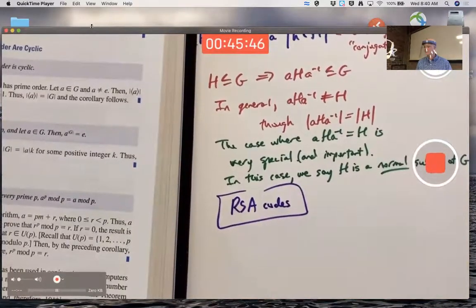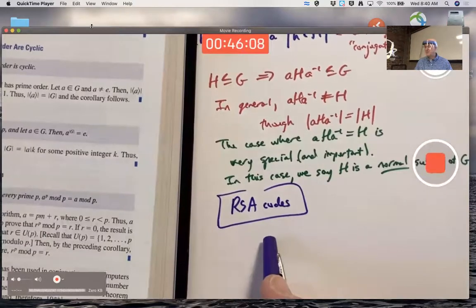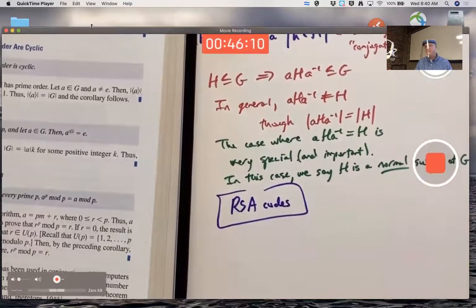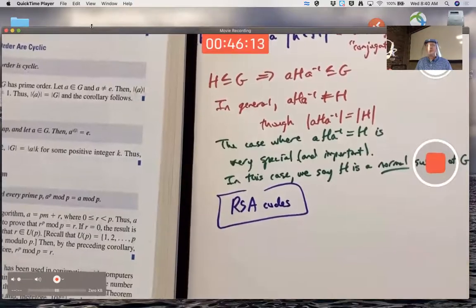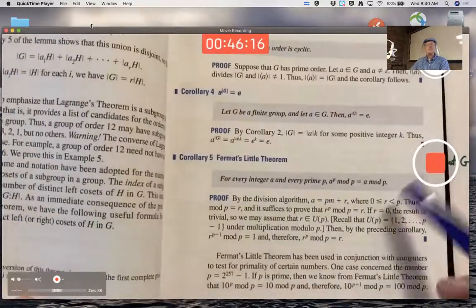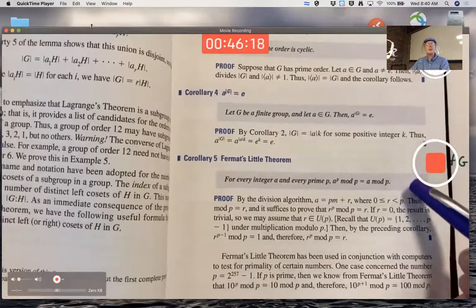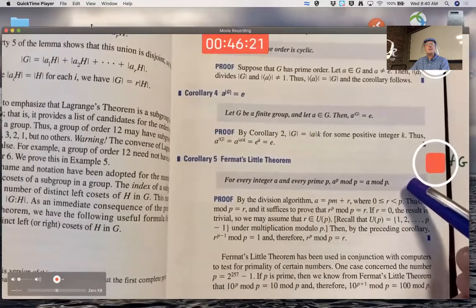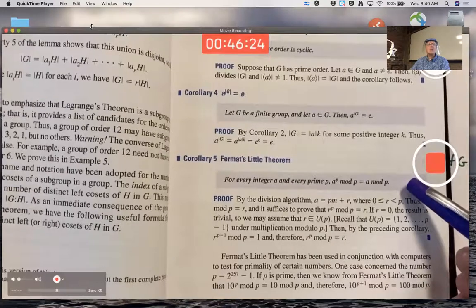RSA are the initials of 3 people who did work back in the 1970s to create modern day cryptography, a method that is very much used today still to keep transactions on the internet secure, for example. And RSA codes and other coding schemes that they're trying to make new ones that are even better, especially with quantum computers coming along, are based on Fermat's little theorem. The truth of this fact is what makes RSA cryptography work.